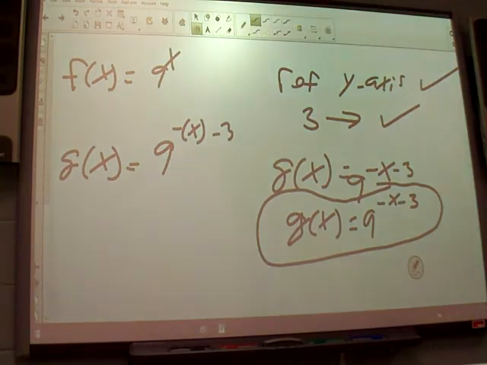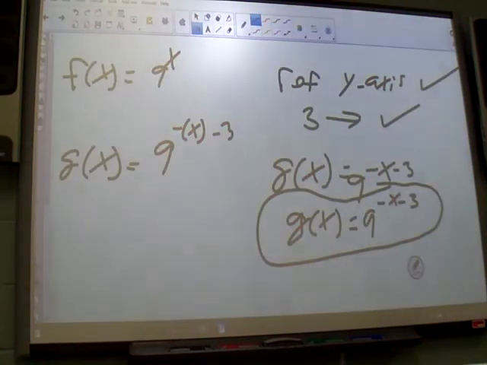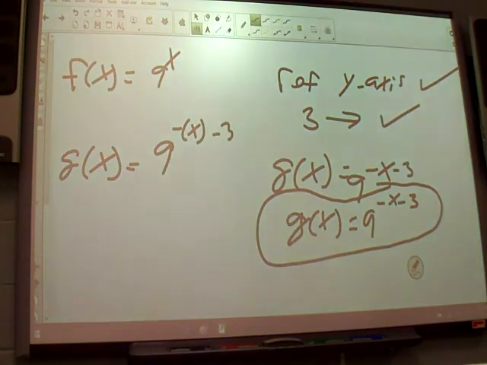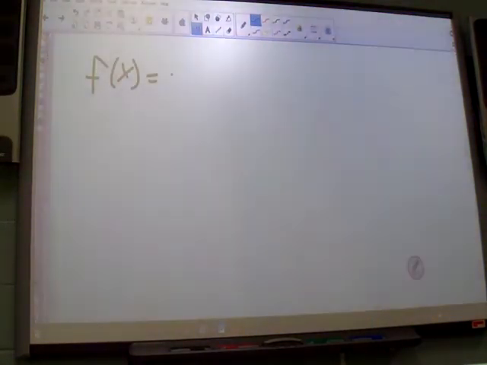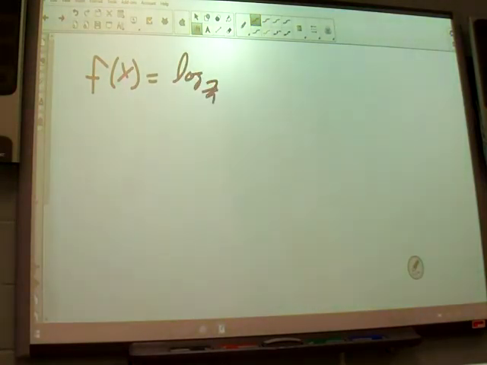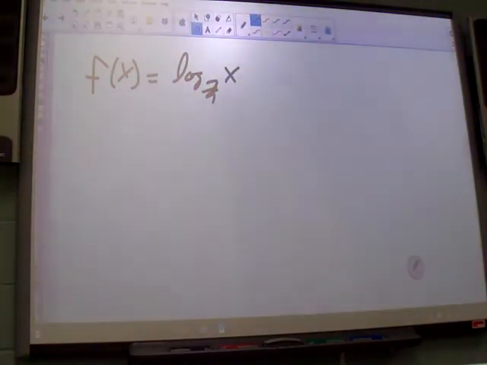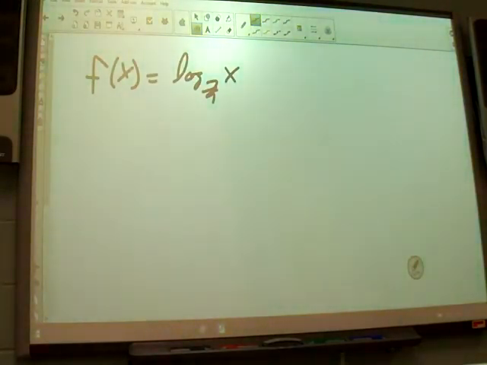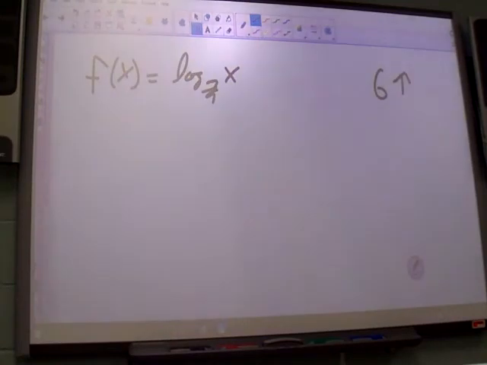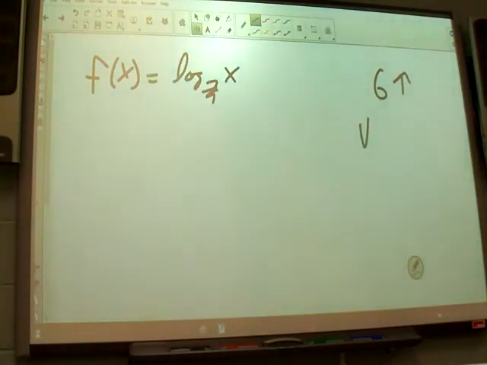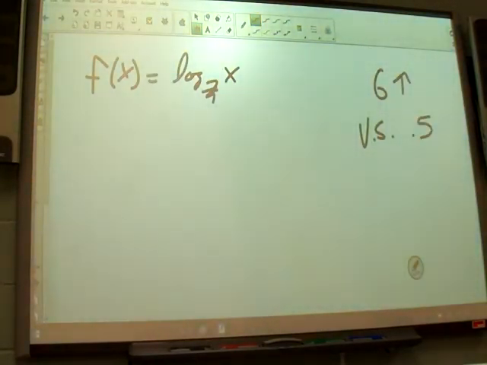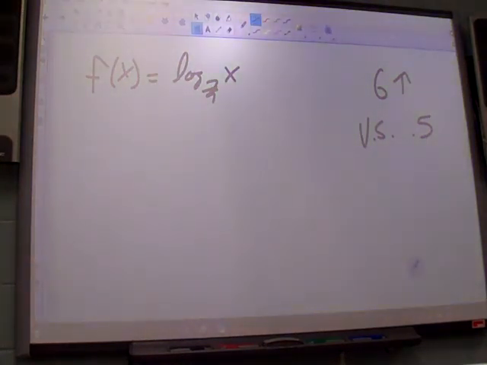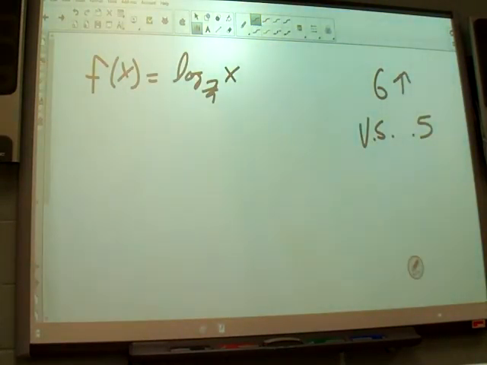Okay, ready to try one more? Give you a doozy. Not really. I mean, you already know how to do it. Okay, got it. Alright, so f of x, this will be a log one, is log base 7/9 of x. Alright, so we are going to translate that 6 units up and vertically shrink, so I'm going to put VS, vertically shrink by a factor of 0.5. So 1/2. Alright. This one's tricky, so let's stay together.